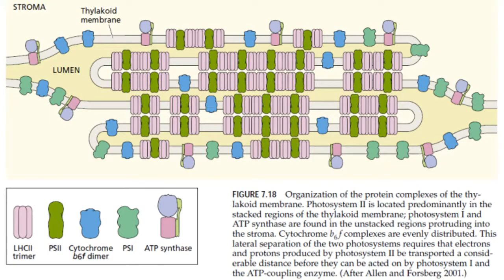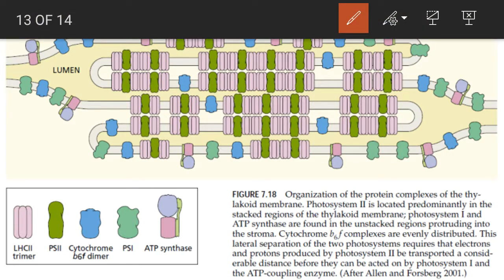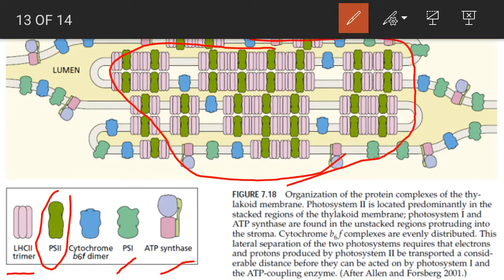Now see how the proteins of electron transport are arranged on the thylakoid membrane. Importantly, look at the arrangement of photosystem 2 and photosystem 1. See, this is the light harvesting complex 2, this is photosystem 2, and this is photosystem 1 and ATP synthase. Look at these four. The light harvesting complex 2 and photosystem 2 are mostly restricted to the stack region of the thylakoid, as you can see here, whereas photosystem 1 and ATP synthase are mostly found in the unstacked region of the thylakoid membrane.